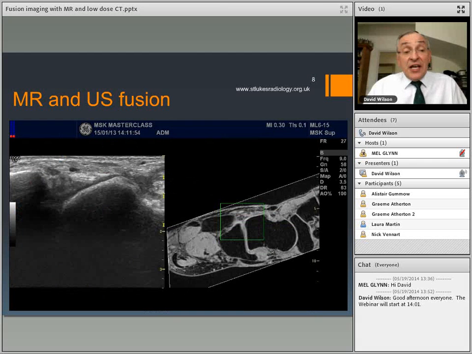Here's an example of an ankle. We're looking here on a coronal MR of the ankle on the right-hand side. The little green box contains the area that's shown on the ultrasound. Notice how much better the soft tissue resolution of ultrasound is, and obviously how much better the MR is for the joints that we can't see on the ultrasound.